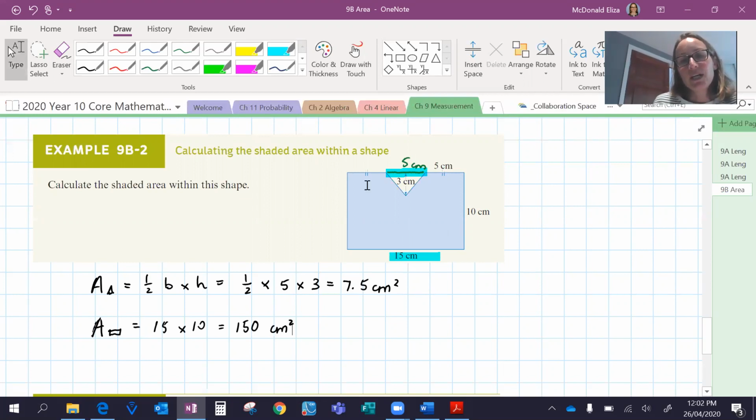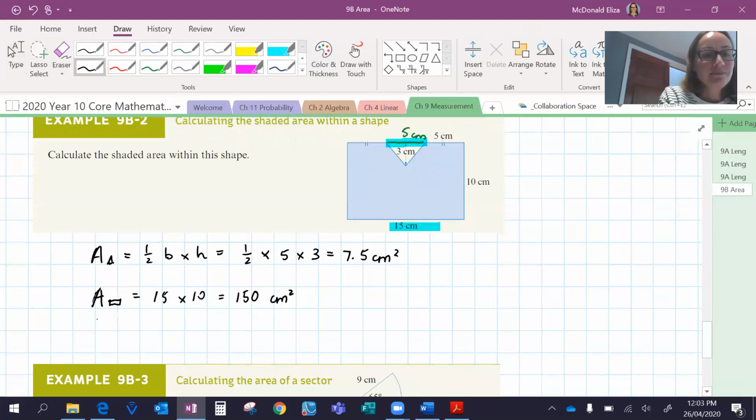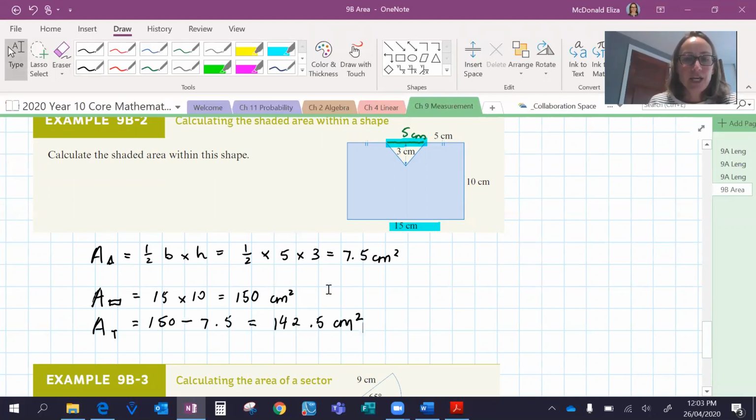Now, in order to work out just this blue shaded area, we need to take this 150 and minus the 7.5. So the area of our total shape is equal to 150 minus 7.5, which is equal to 142.5 centimetres squared. Okay, if you got a question like that which had a circle cut out of the middle here, you would then just calculate the area of the circle and subtract it off as well from the rectangle. There are some examples like that that have been set for you in the questions.